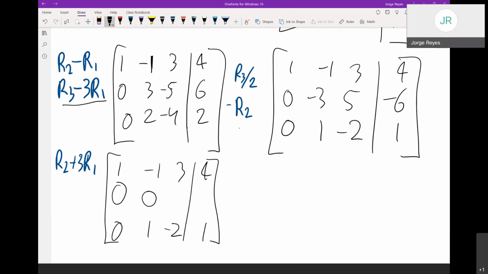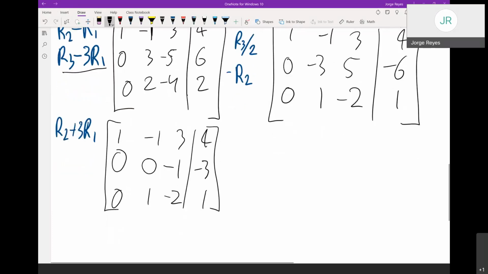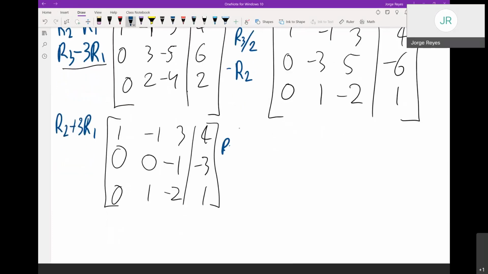All right, and then now I have to figure out these two. So I'm going to do 5 minus 6. It's going to give me -1. And then -6 plus 3. That's going to give me -3. All right, and now I'm sort of done. I'm going to swap row 2 and row 3. Okay, and I arrive at this matrix.